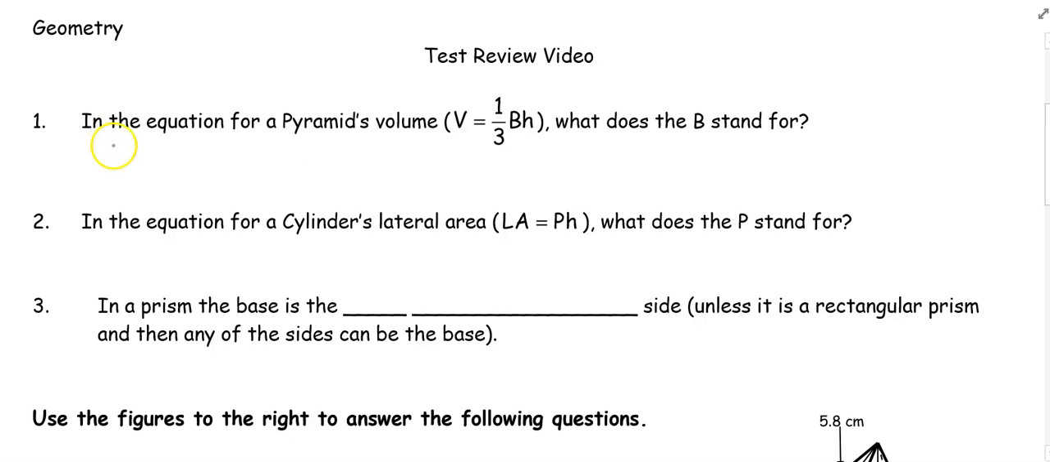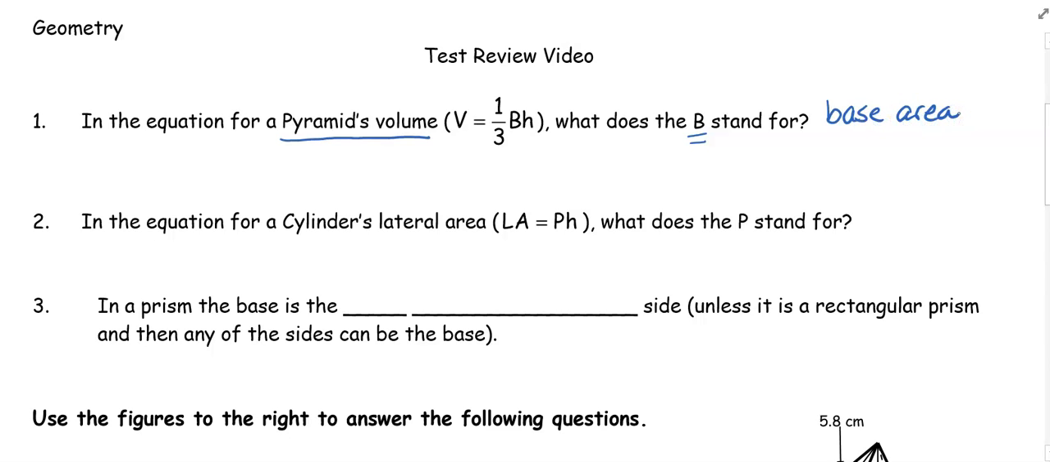So number one, in the equation for a pyramid's volume, V equals 1/3 big B times H. Volume equals 1/3 big B, the base area, times H, which is height. What does the big B stand for? That big B stands for the base area.